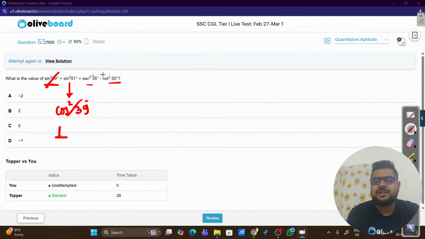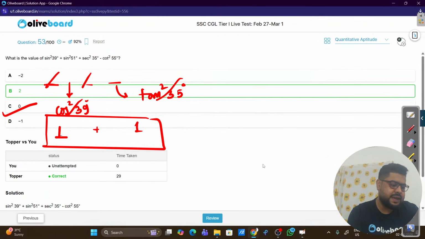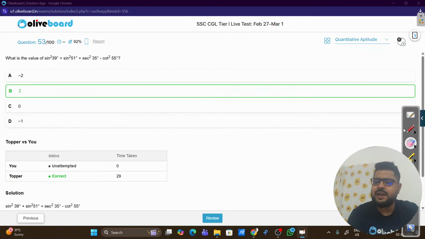Sec 35, these two are again the same thing. So cot, I can write, this will become tan square 35 degree. Again, sec square minus tan square gives you 1. Your answer will be 1 plus 1, which is 2, option number B. Again, you see, a very simple question. Not difficult at all.